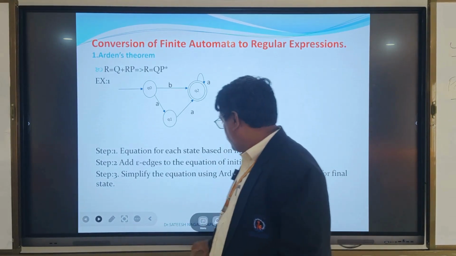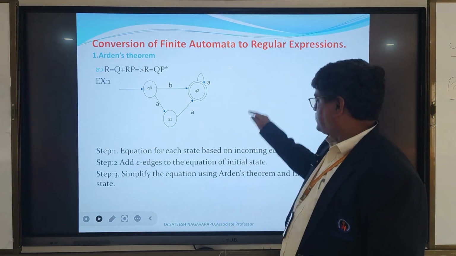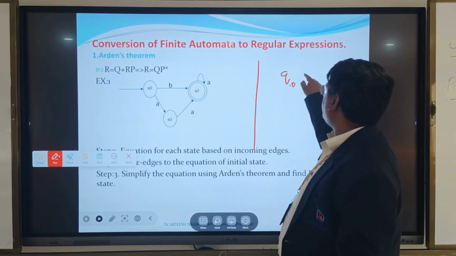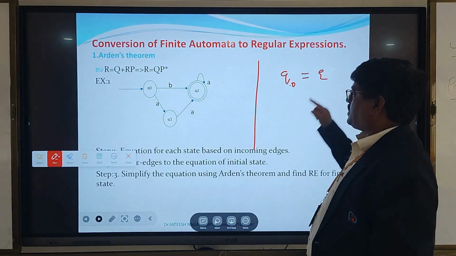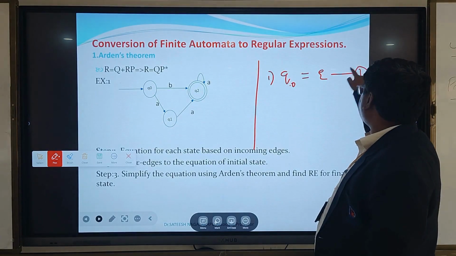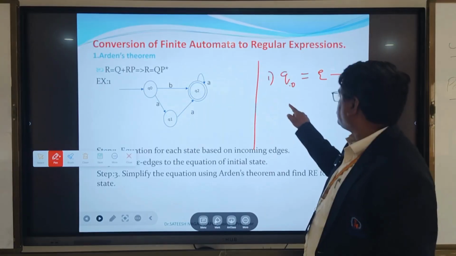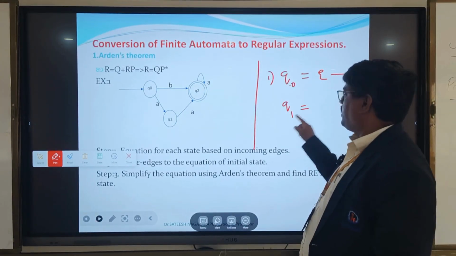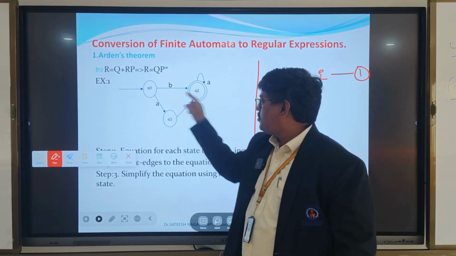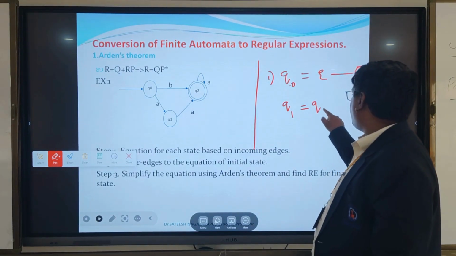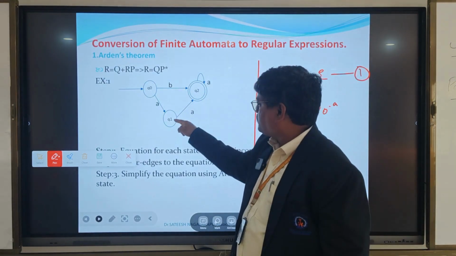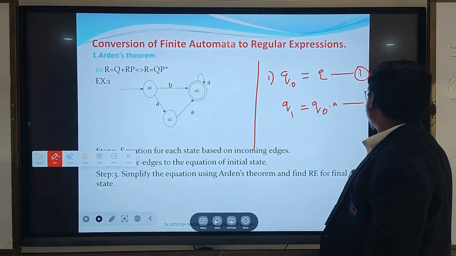Let us go with a simple statement and I'll show how it works. Let us go with Q0 equals epsilon, the first equation, because it is the first equation we are deriving. Let us go with the second equation, for Q1. If I want to derive the equation for Q1, what are the incoming edges? Q0 with input A is the first. There are no other incoming edges for Q1, so this is the second equation.